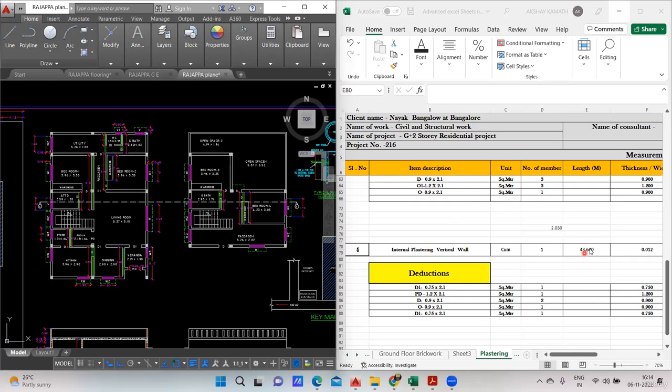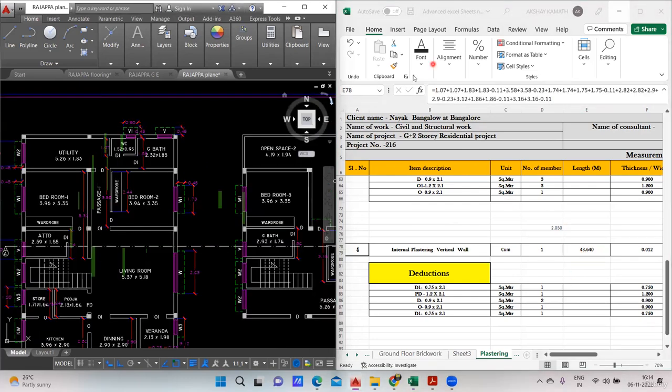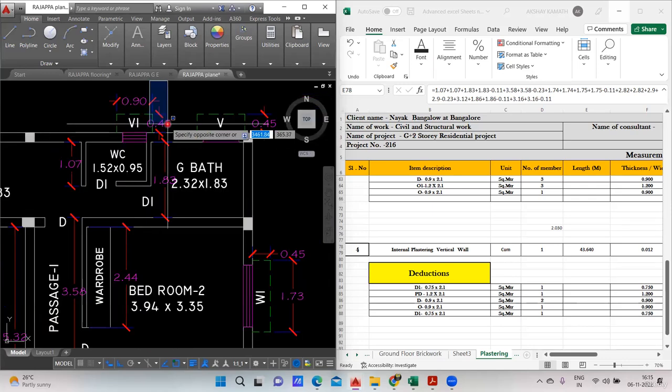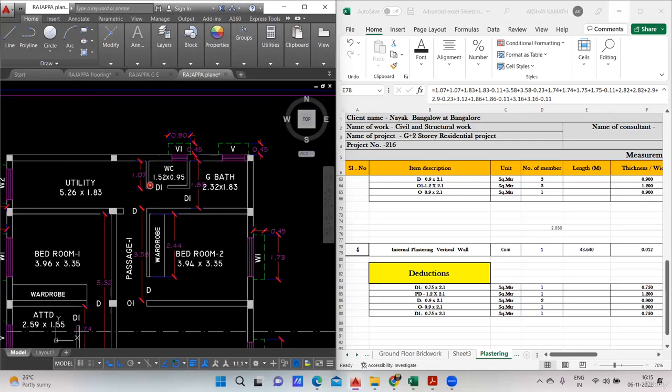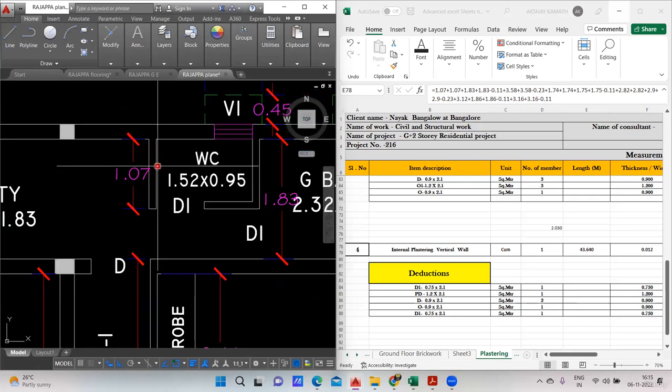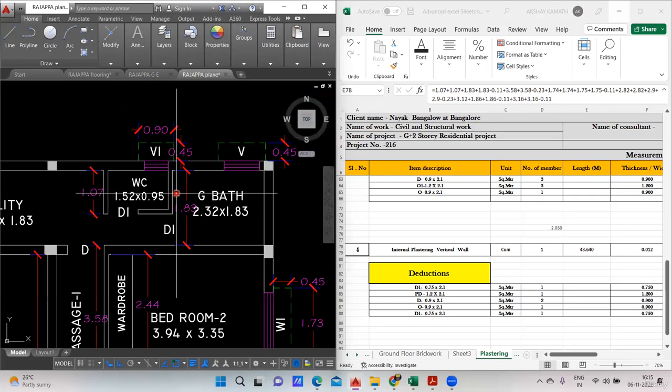Great. Now I've already done it here, so I'll quickly explain it to you, just concentrate on this drawing. First is 1.07. See, this is 1.07, and here you will do the plastering, isn't it? And here also it is 1.07. So two terms I've written. After that, come to this portion.